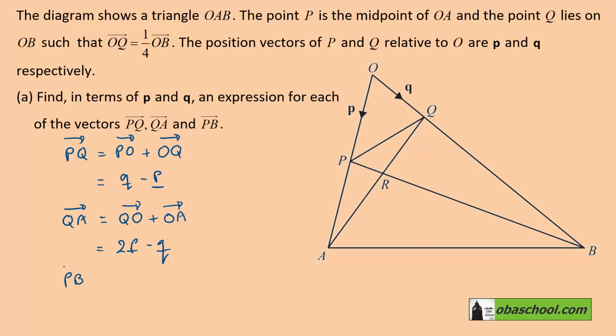And then we have P to B. So that's going to be PO plus OB. We know this is a quarter of the way, so OB is 4q. So that's going to be 4q take away p.